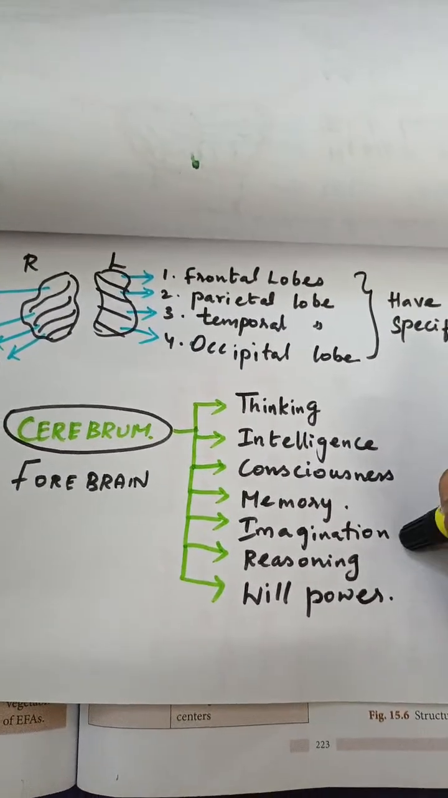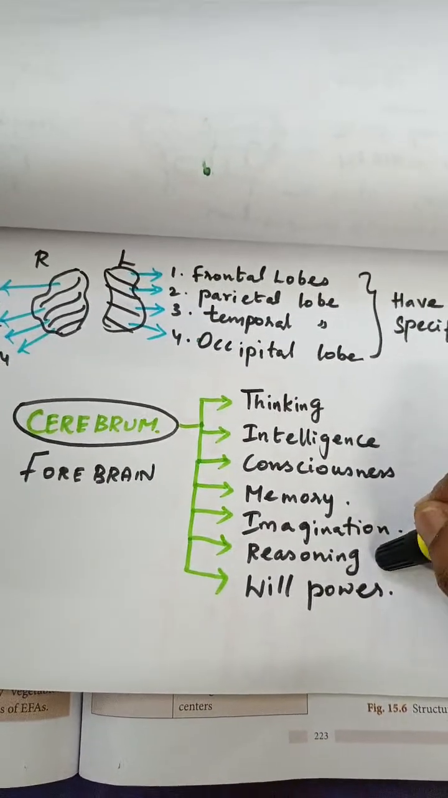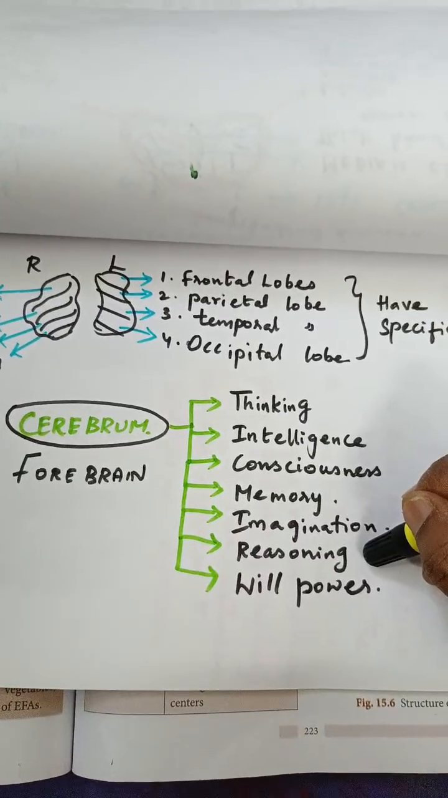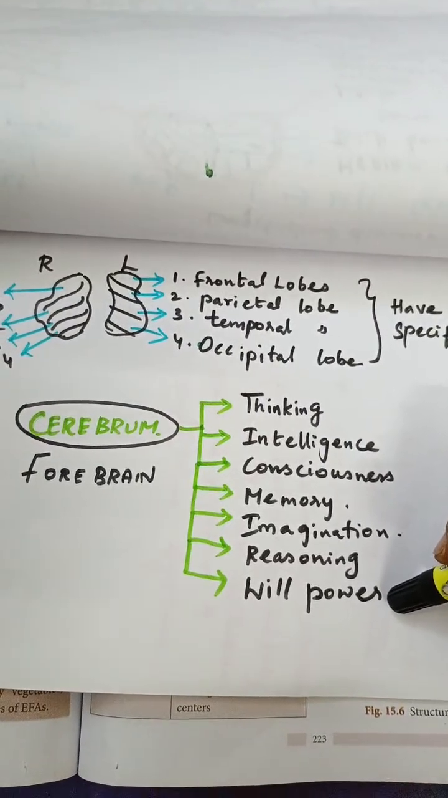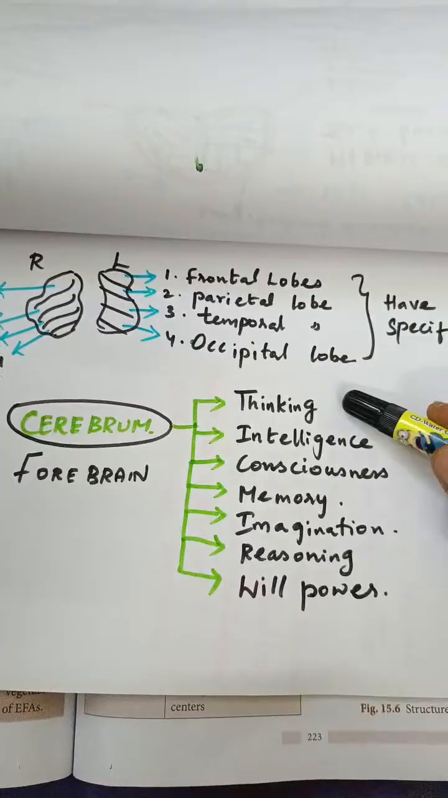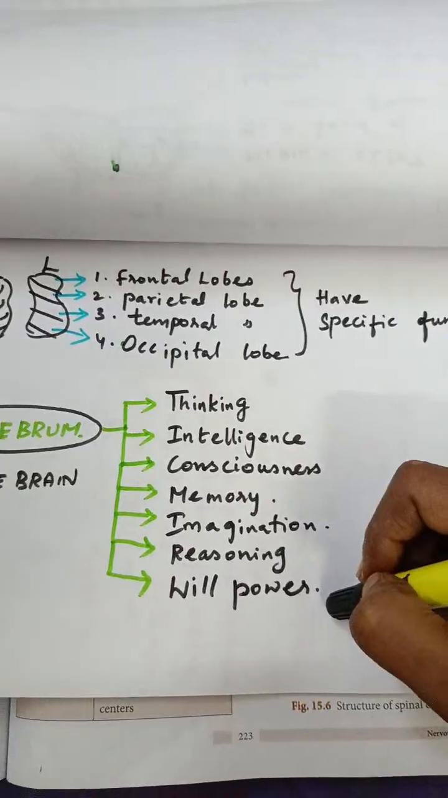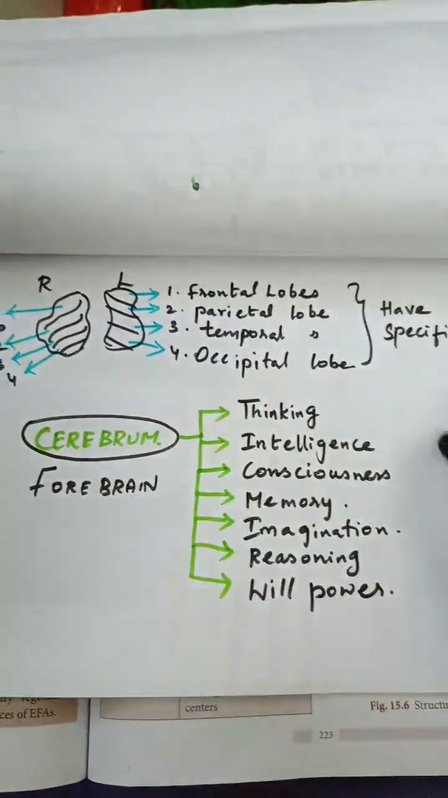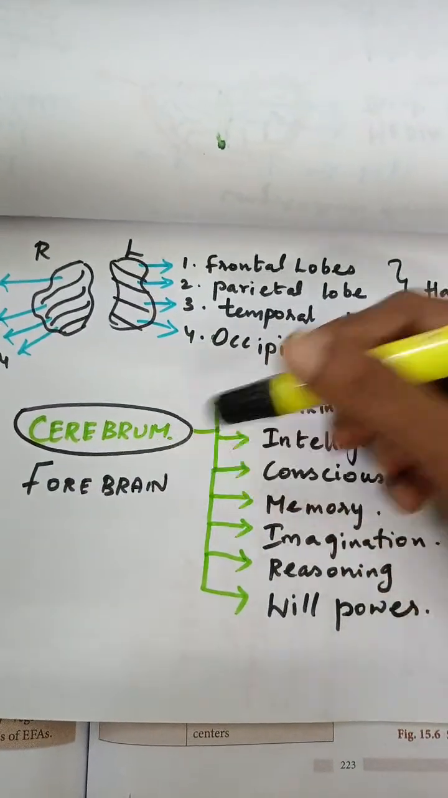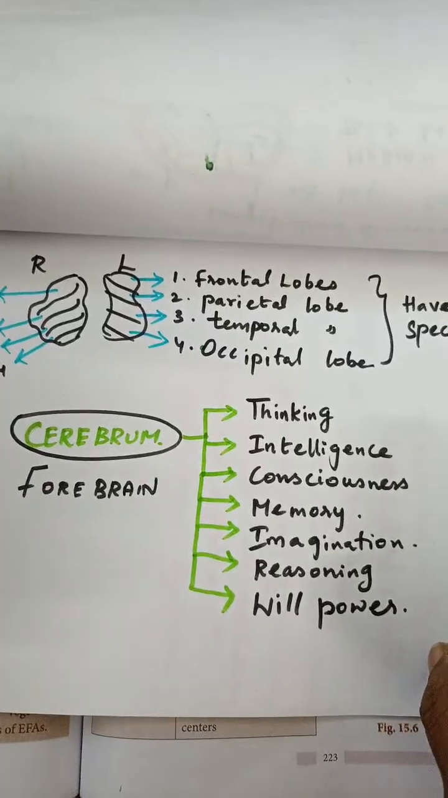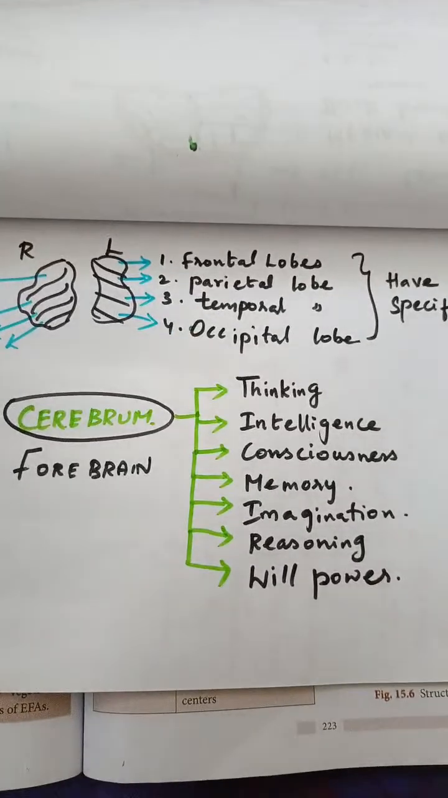Many of you have good imagination, many will have reasoning skills, logical thinking skills, and many will have more willpower. So all this: thinking, intelligence, consciousness, memory, imagination, reasoning, willpower, all these are controlled by the cerebrum. If your cerebrum is good, all these qualities will be good for a particular individual. Okay, so am I clear?